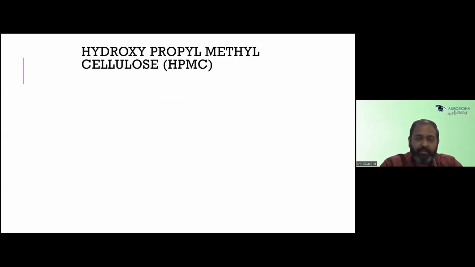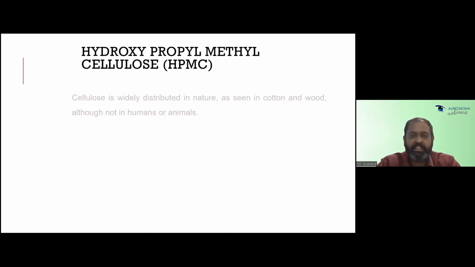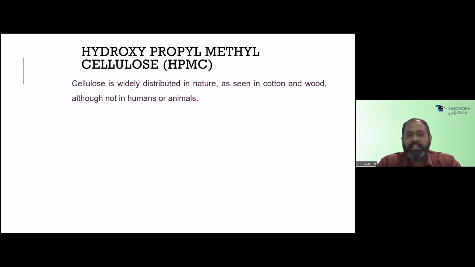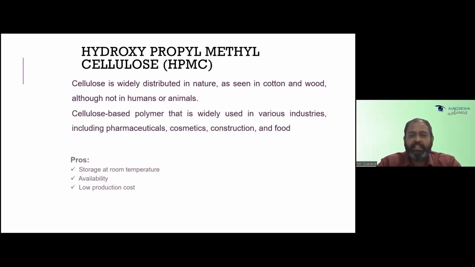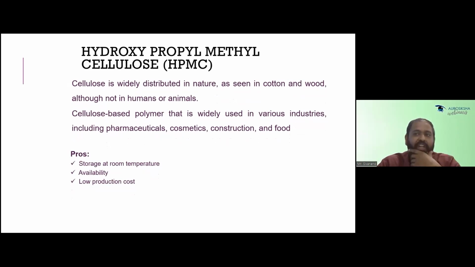One of the most commonly used viscoelastics in India and most of the developing world is HPMC, hydroxypropyl methylcellulose. It's from a plant source, and its advantage is that it is low cost when compared to the other viscoelastics available in the market.